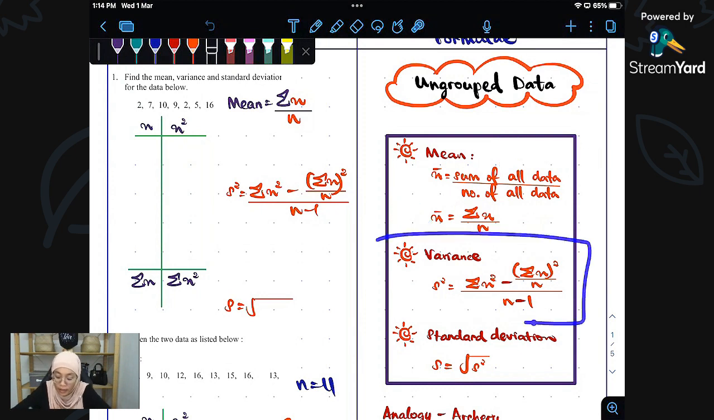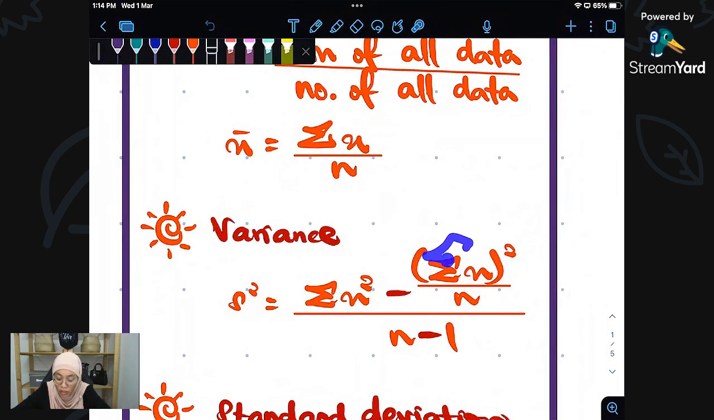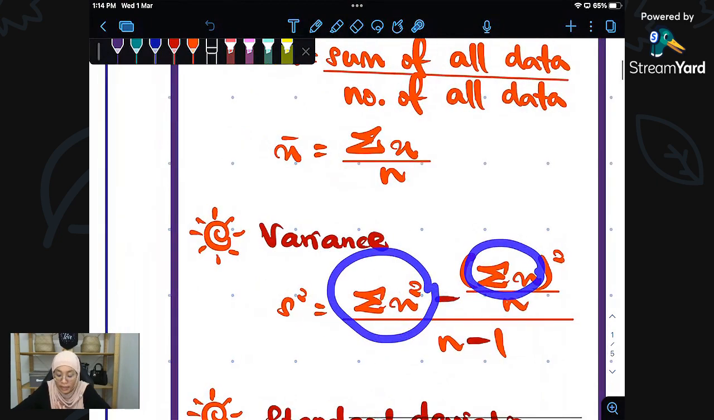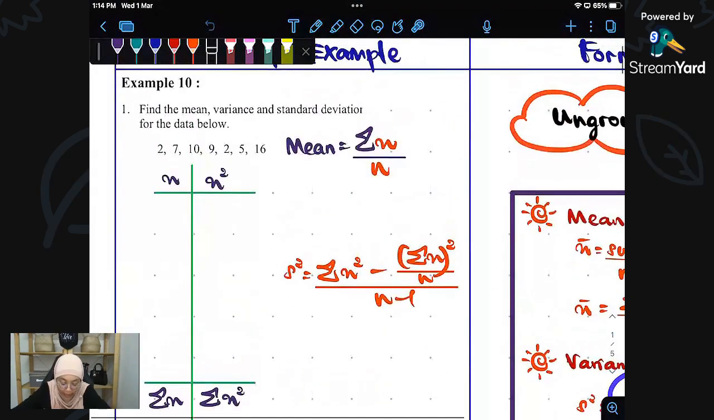So for the variance, we also have the summation of x, but in this formula, you have the summation of x squared divided by the number of data, and all of this value will be minused by the square of the summation of x divided by n. Then everything here will be divided by n minus 1. So basically, you will need the summation of x squared and the summation of x. Therefore, it's easier if we do it in a table.